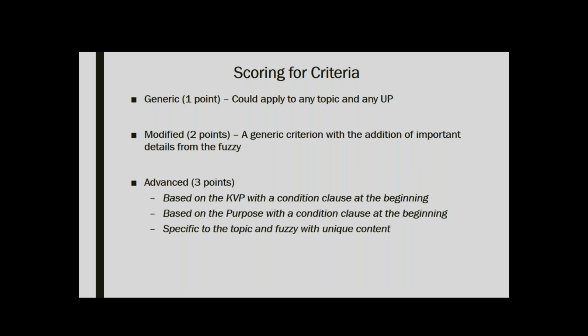Advanced criteria is what we're going to be aiming toward, especially in our middle and senior divisions. It's based on the KVP with a condition clause at the beginning. It's based on the purpose with a condition clause at the beginning. It is specific to the topic and fuzzy with unique content. Obviously, research and ideas from the fuzzy.